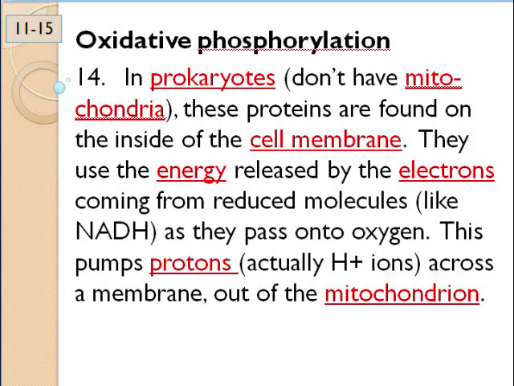Protons can do work. Okay? And we're going to discuss reducing this NADH later on. But right now, just understand that it is the protons that are moving across the membrane of the mitochondria. They're going to come back in.